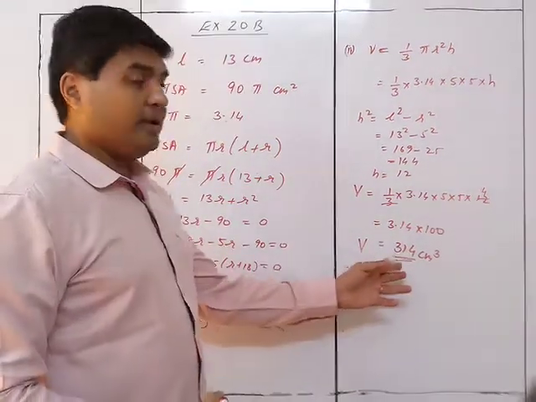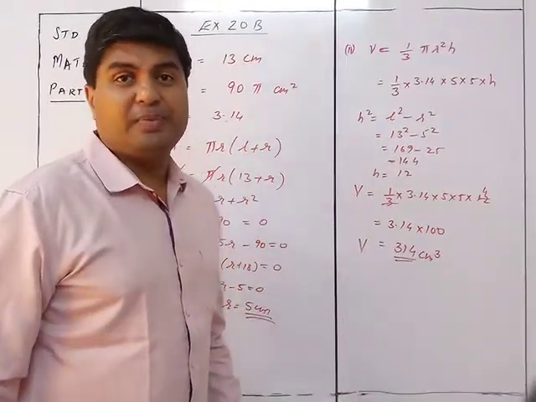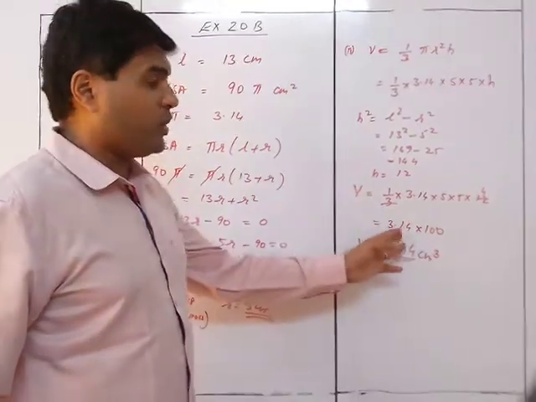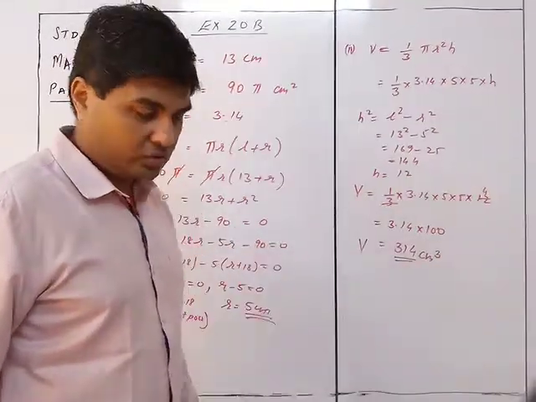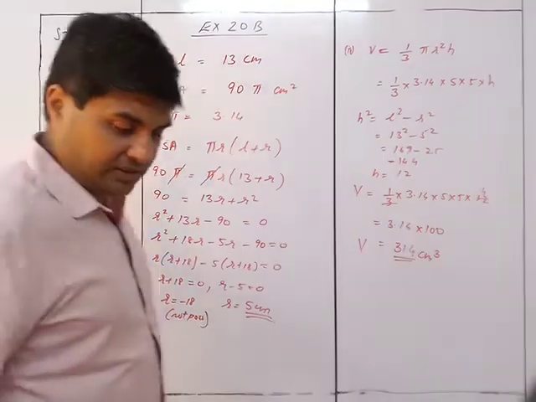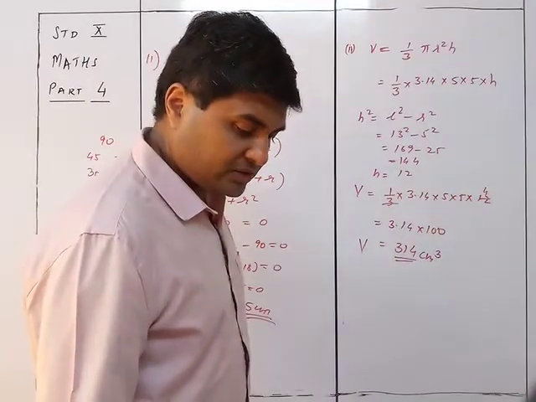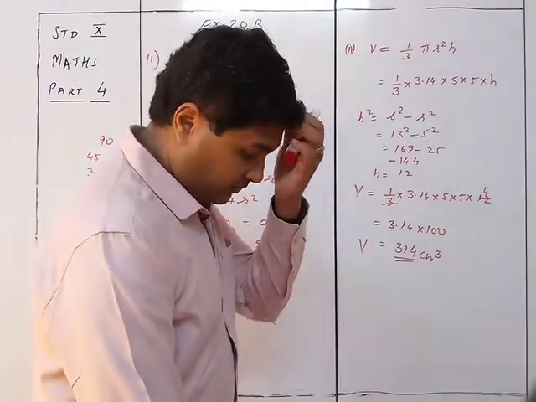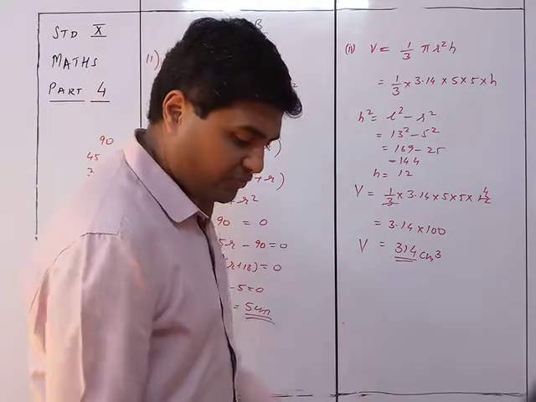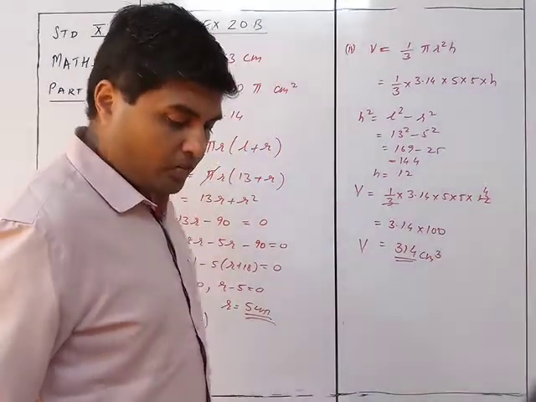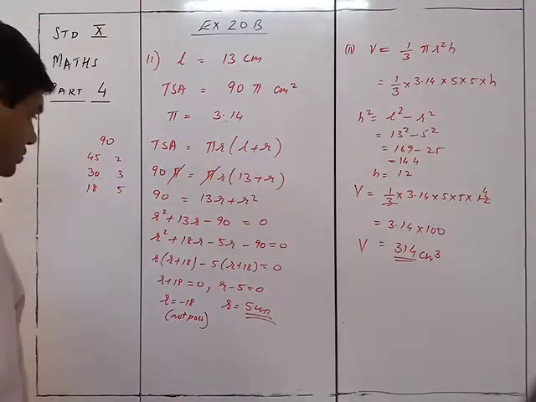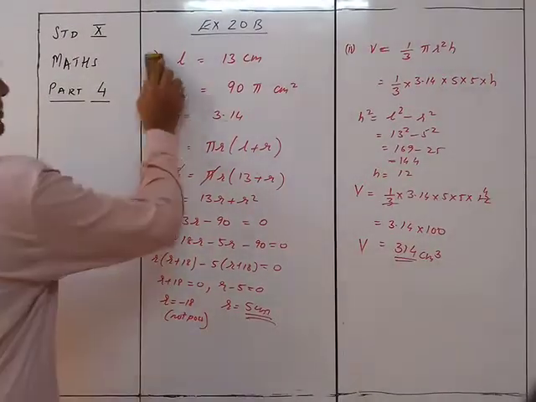So in fact 3.14 made it much simpler for us. Otherwise we would have got 22 by 7 into 100. So that's why this is much easier also. So that was sum number 11: 5 centimeters and 314 centimeter cube. We now move on to sum number 13.